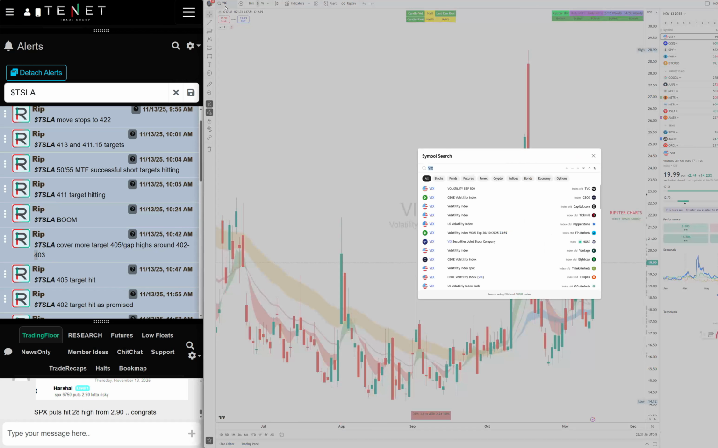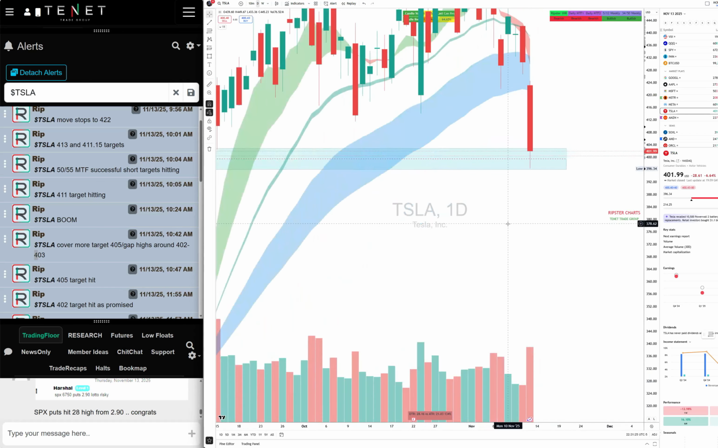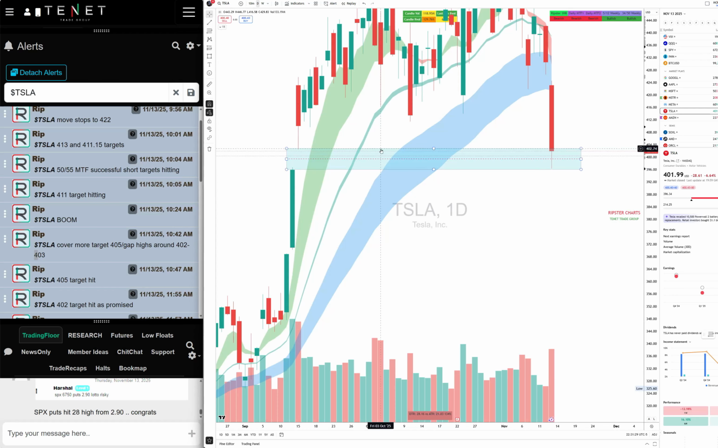So let's go to the daily chart on Tesla. That's what you need to analyze. If you look at the daily chart on Tesla, you will see that there was a support here, which was where it initially bounced, and there was a gap here, right? So that support was around the 402, 403 area. So that's the gap support.